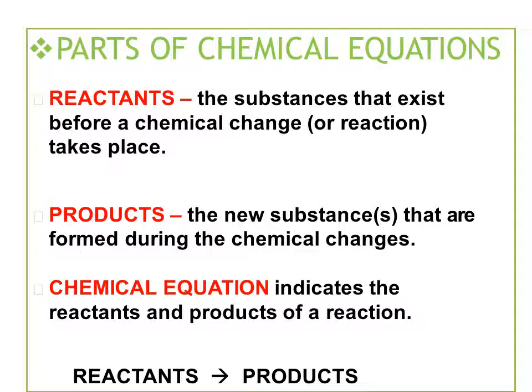Okay, next are the parts of chemical equations. Basically, three parts are there: reactants, products, and an arrow between the reactants and products. The substances that exist before the chemical change or chemical reaction are the initial substances, original substances. When these form new substances, those are known as products. So the new substances formed during the chemical reaction are known as products. A chemical equation indicates the reactants and products of the reaction, which are separated by the arrow.